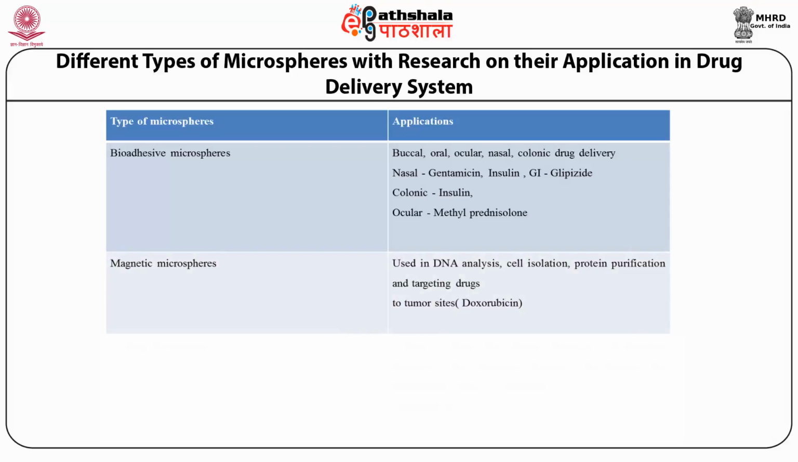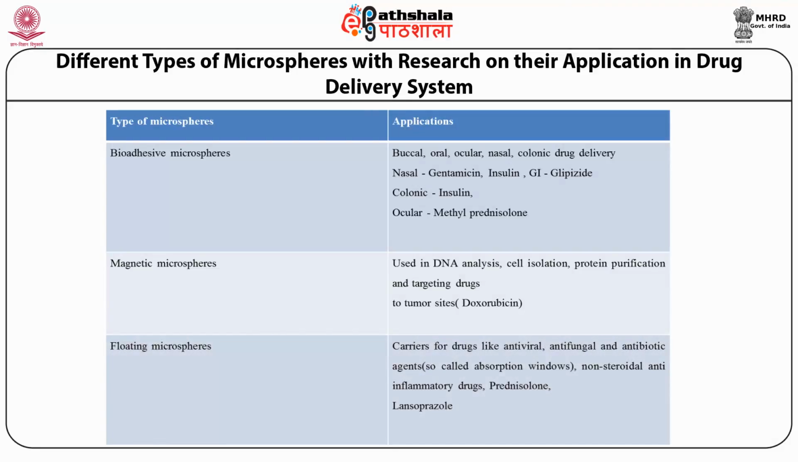Now let's come to the magnetic microspheres. They are used in DNA analysis, cell isolation, protein purification, and targeting drugs to tumor sites, for example doxorubicin. Next is floating microspheres. They are used as carriers for drugs like antiviral, antifungal, and antibiotic agents, so they are called absorption windows. They are also used for non-steroidal anti-inflammatory drugs like prednisolone, and also for lansoprazole.